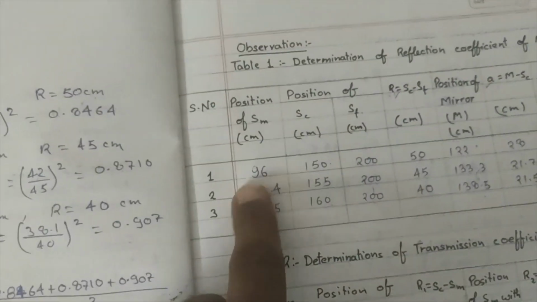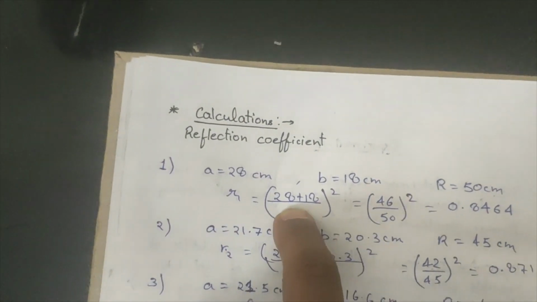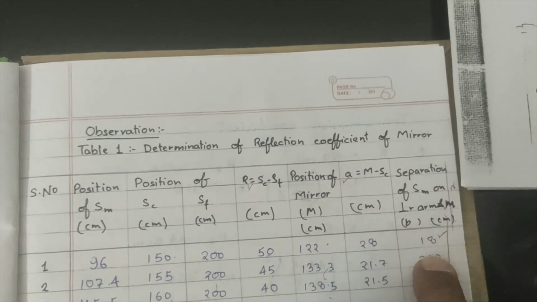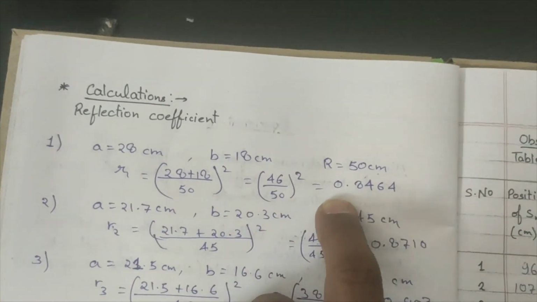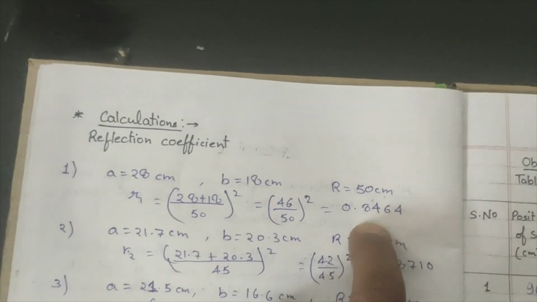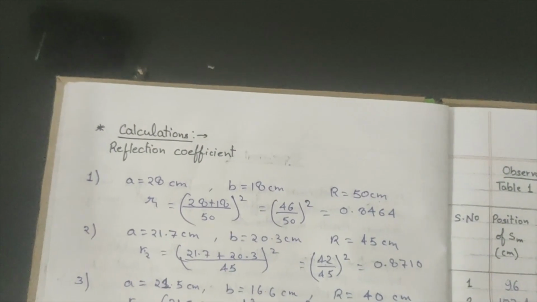So using these quantities, if I calculate R, A is 28, in this case I have calculated A as 28, and then B is 18 and R is 50. So when we calculate (28 plus 18) over 50 square, the reflection coefficient of the mirror comes out to be around 0.84. That is, 84% of the light falling on the mirror is being reflected.